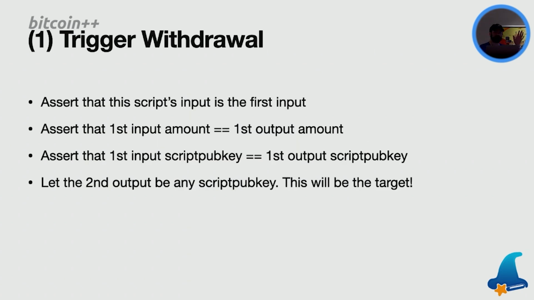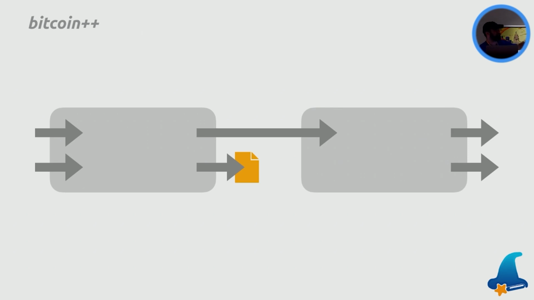So trigger is pretty easy. What we want to do is assert that the script's input is the first input, that you're in the right spot. You're going to assert that the amount paid in on the first input matches the amount paid out on the first output. So if you have a 1 Bitcoin UTXO, you are spending one Bitcoin towards the trigger. We're going to assert that the first input script pub key matches the first output script pub key. So we're asserting that you're sending back to yourself. And then we're letting the second output be any script pub key. And this is actually how we designate the target. So we're saying, this second output is where I want my coins to go. And if you imagine this as being the transaction graph, this transaction on the left is this trigger where we're sending coins towards the withdrawal.